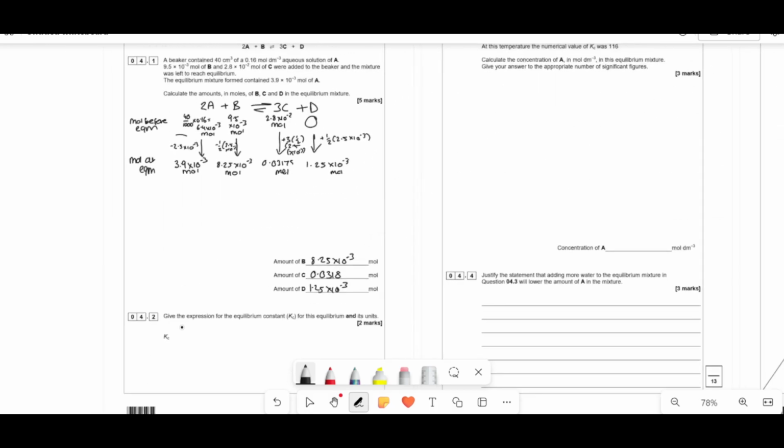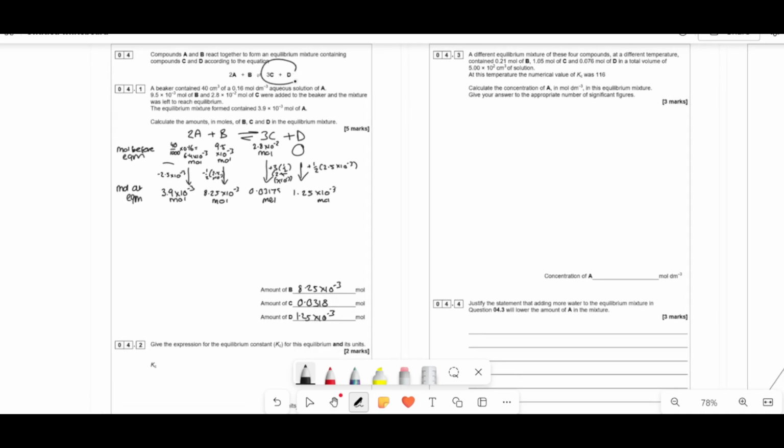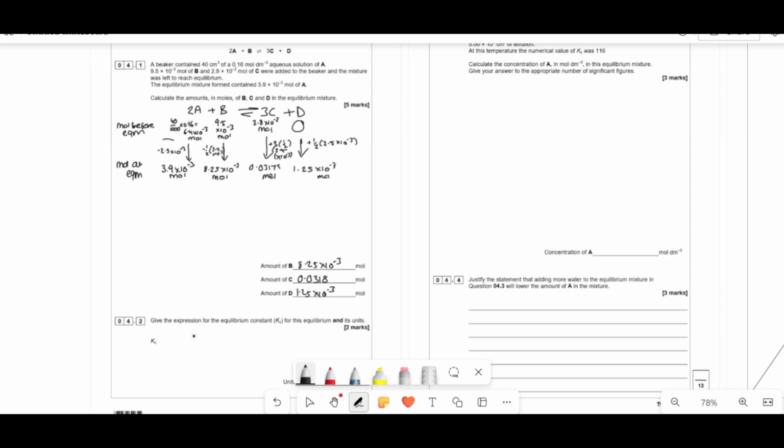Now it says to give an equilibrium expression constant Kc for this and its units. So it's going to be these. So it's products, the concentration, because it's Kc, so it's going to be C cubed times D, concentrations, all over A squared times B, right?